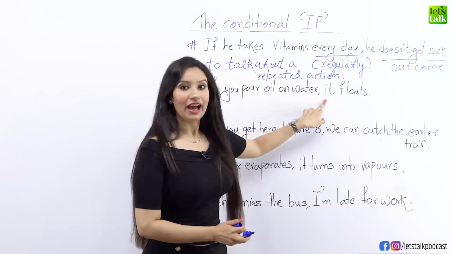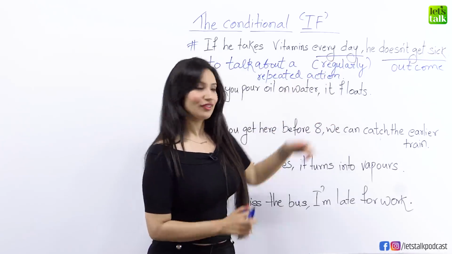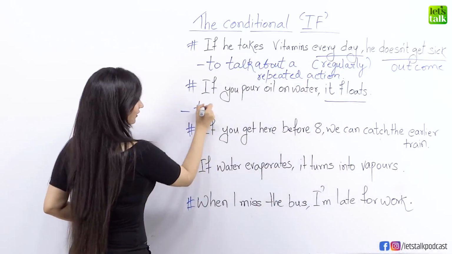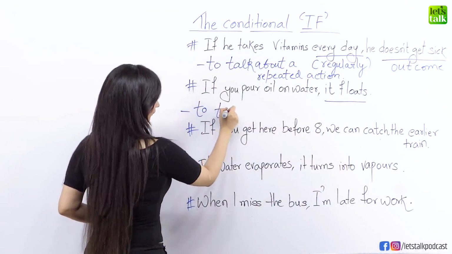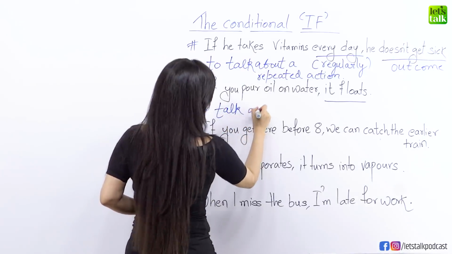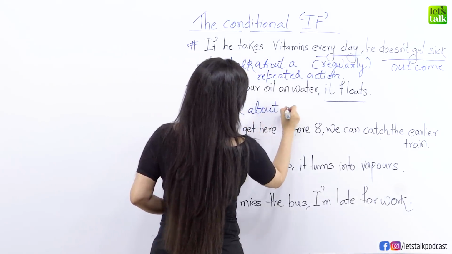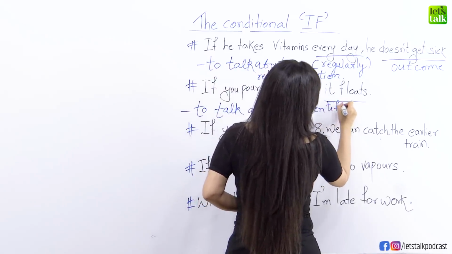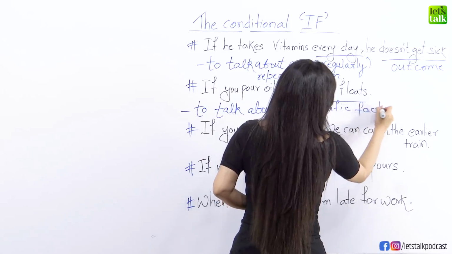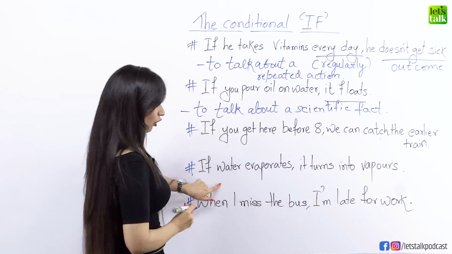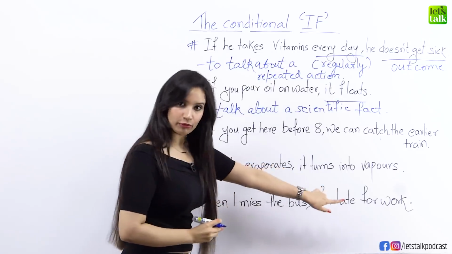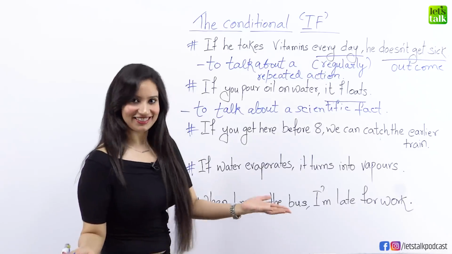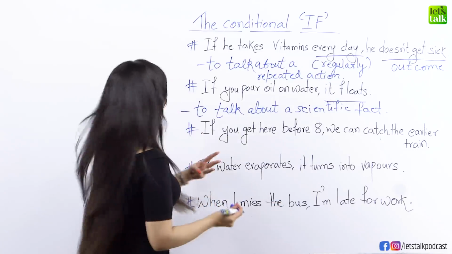And here also we have an outcome, like the first example. I'll write it for you. To talk about a scientific fact which is always true. Like this one here, if water evaporates, it turns into vapors. Isn't this also a scientific fact which is always true? Yes, it is. With that, we move on to the third one.